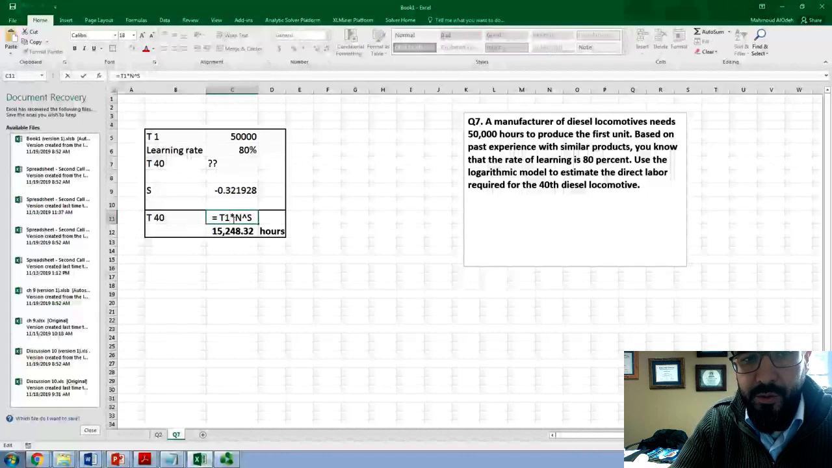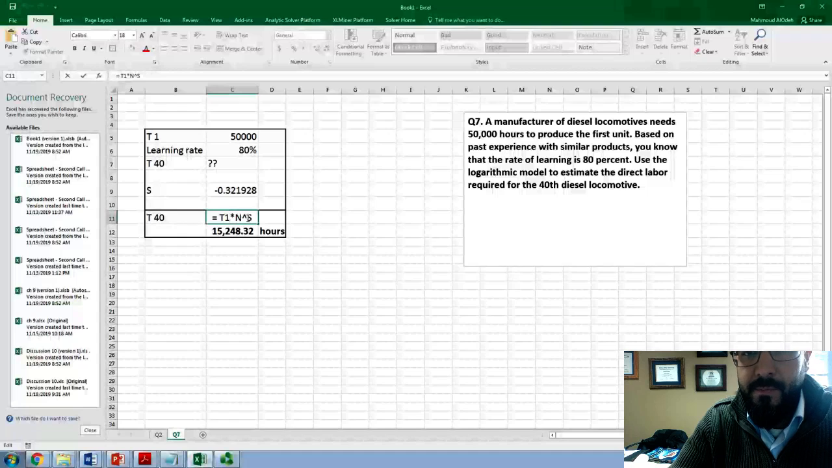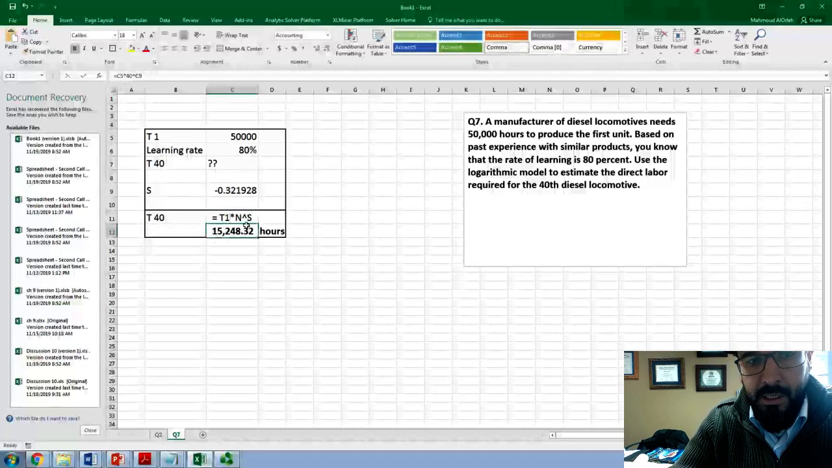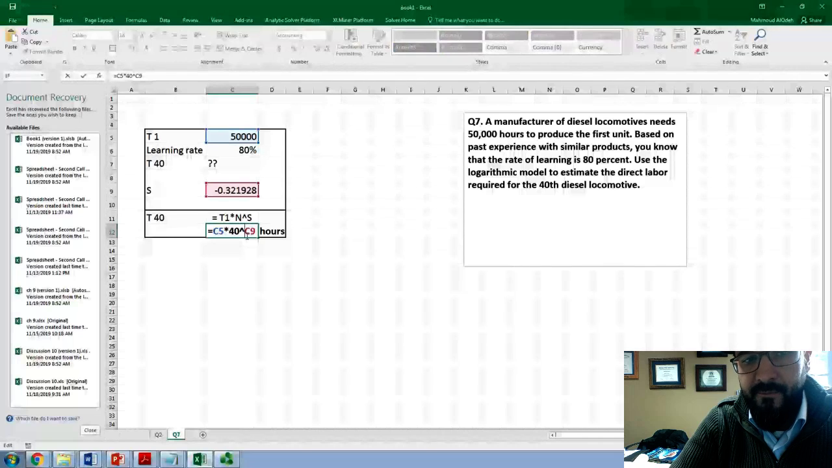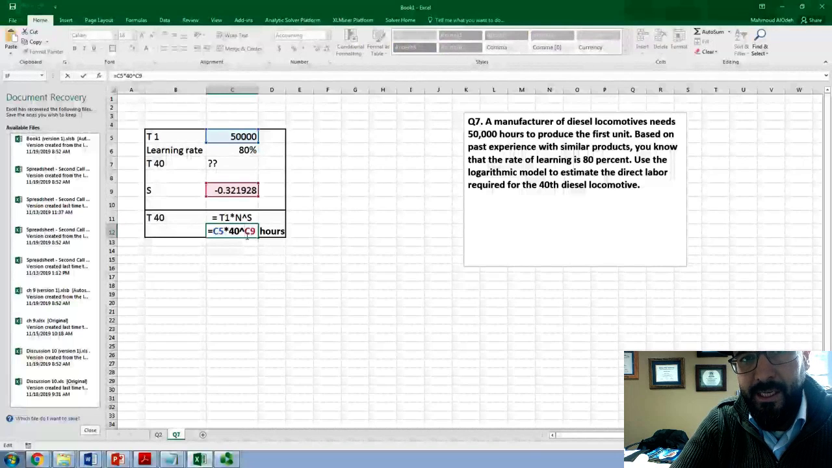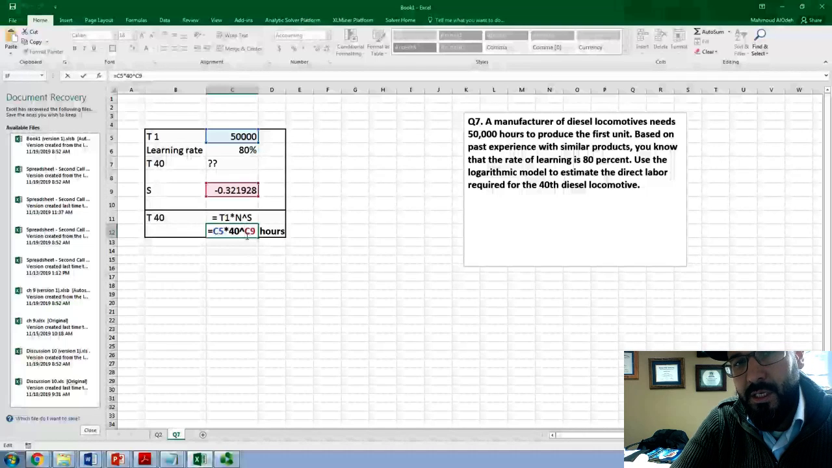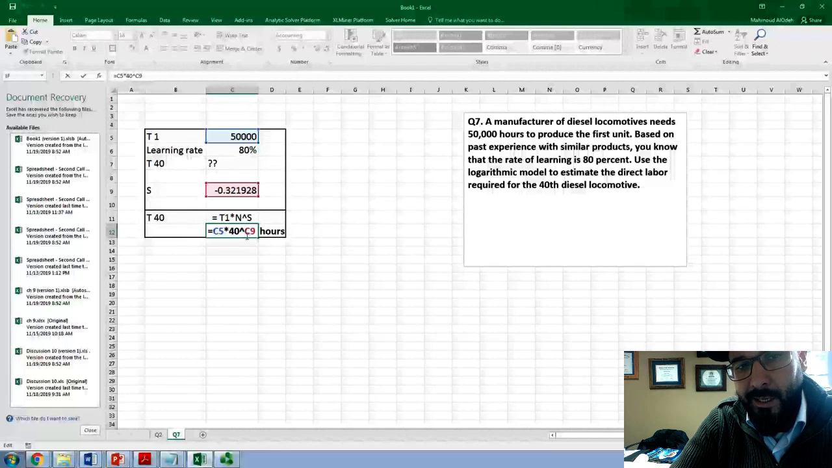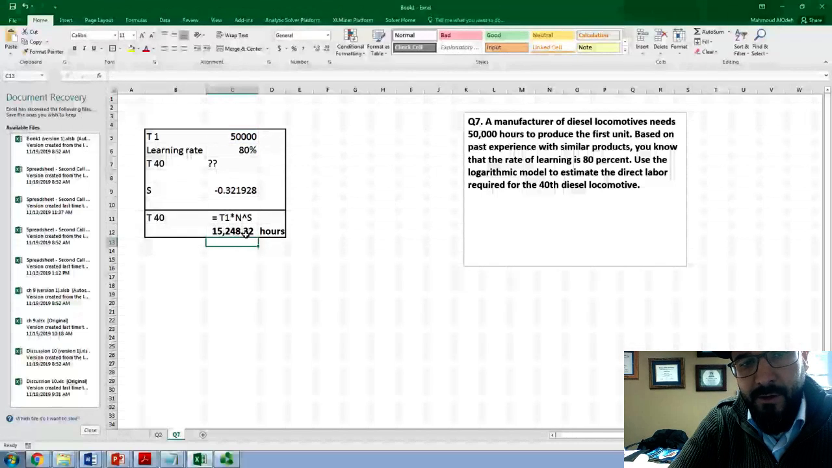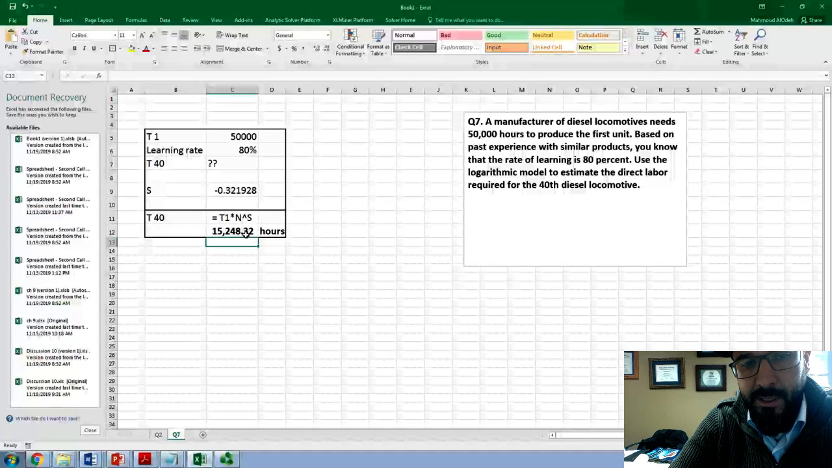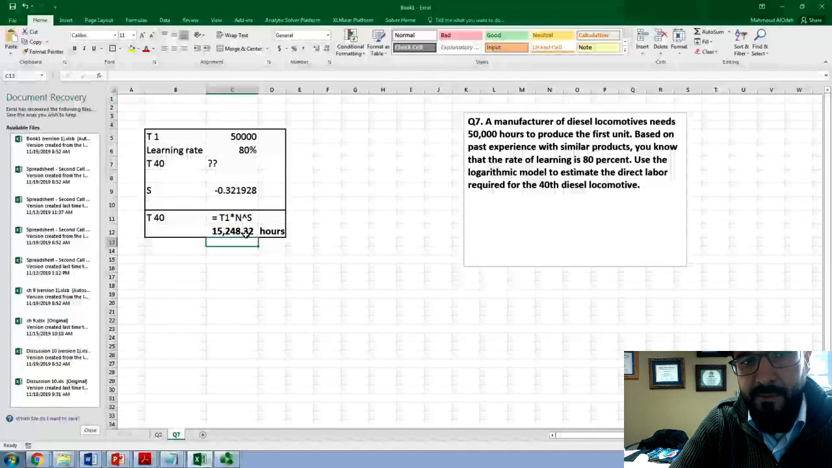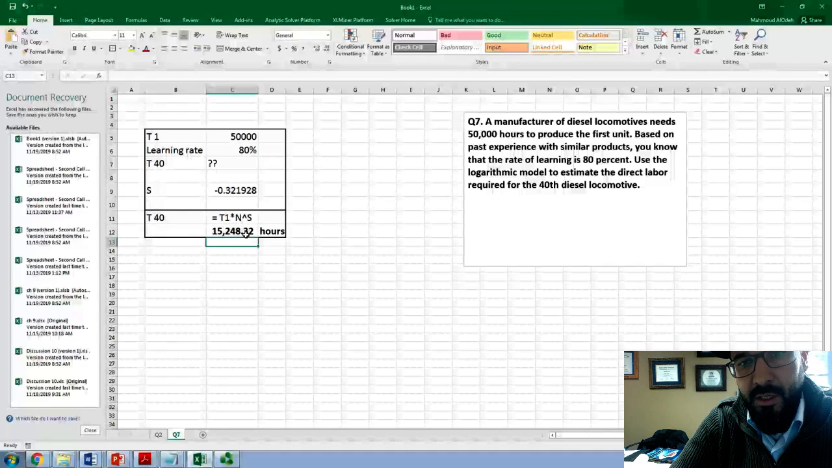the unit that we're trying to find out to the power of S. And this would be equal to 50,000 hours times 40 units, because we're trying to find the time for the 40th unit, to the power of S, which is negative 0.3219. And this would give you 15,248 hours needed to finish the 40th unit.